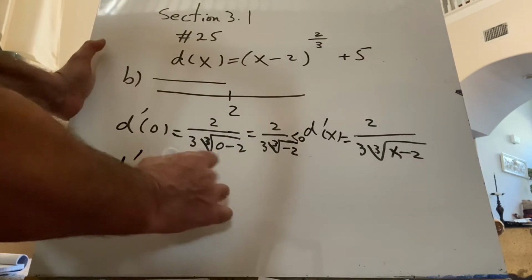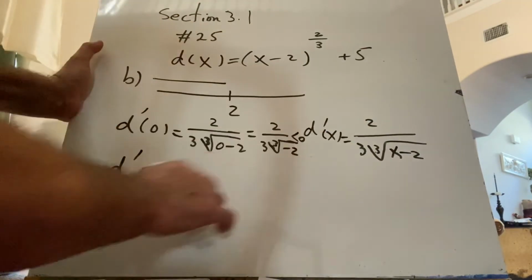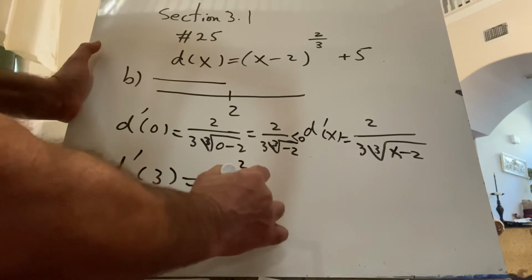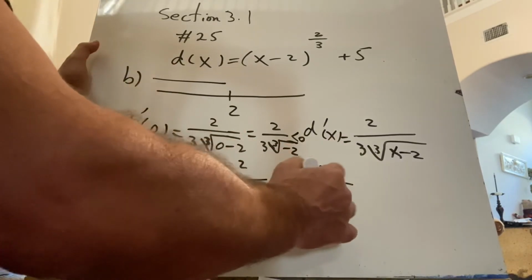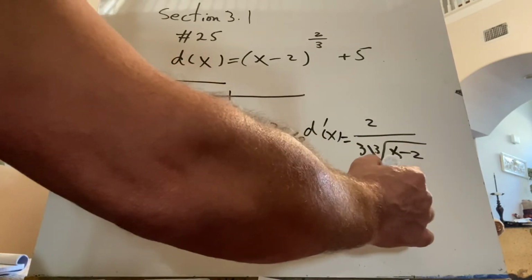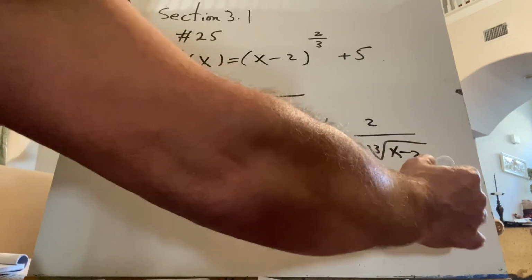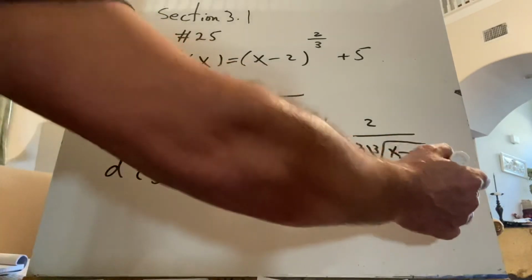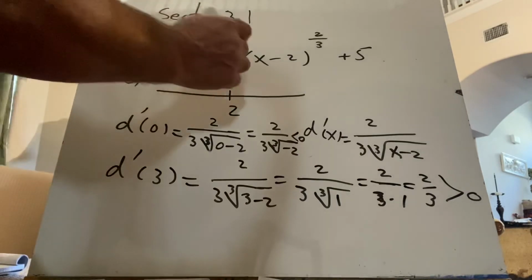So d prime of 3. Don't forget, this was our d prime, the derivative. I'm just going to replace the x with 3. So that becomes 2/3 times the cube root of 3 minus 2. Now, of course, 3 minus 2 is 1. And as you know, the cube root or any root of 1 is still 1. And of course, 3 times 1 is 3, which gives 2/3. So 2/3 becomes your d prime of 3, which is a positive number, because remember, all you really care to see is the sign, plus or minus.